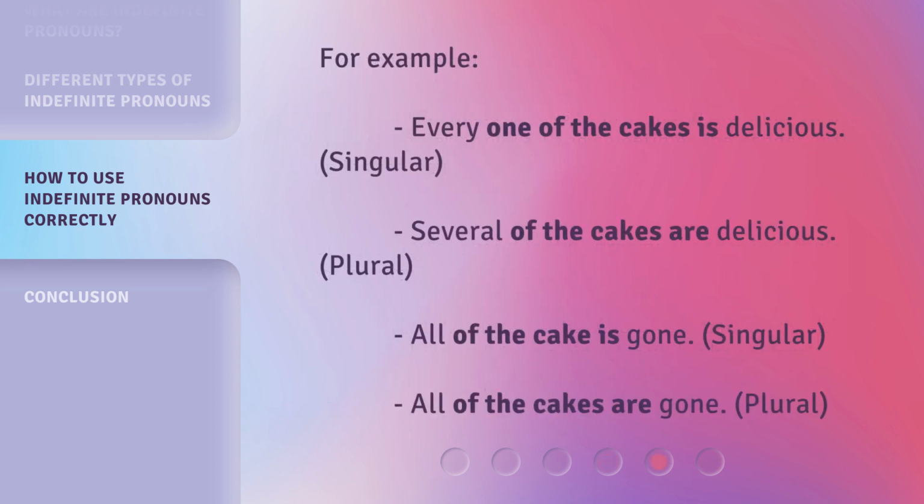For example, every one of the cakes is delicious. Singular. Several of the cakes are delicious. Plural. All of the cake is gone. Singular. All of the cakes are gone. Plural.